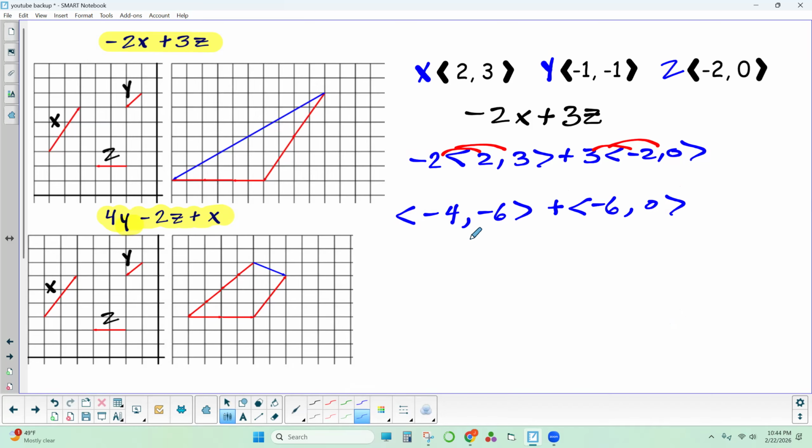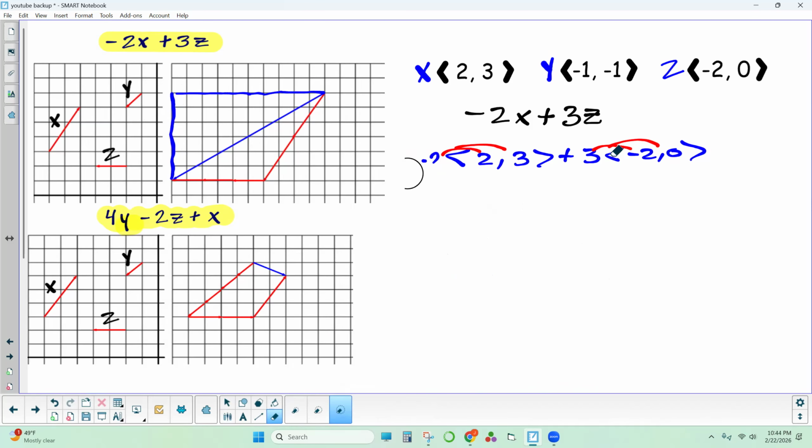All right. And then lastly, we will add these two vectors together. Negative 4 and negative 6 is negative 10, and negative 6 and 0 is negative 6. So our resulting vector is negative 10, negative 6. And if we come up here and look at our resulting vector here, you can see that we've gone over 1, 2, 3, 4, 5, 6, 7, 8, 9, 10, and down 1, 2, 3, 4, 5, 6. So they match. Okay? All right, now let's do the second one.